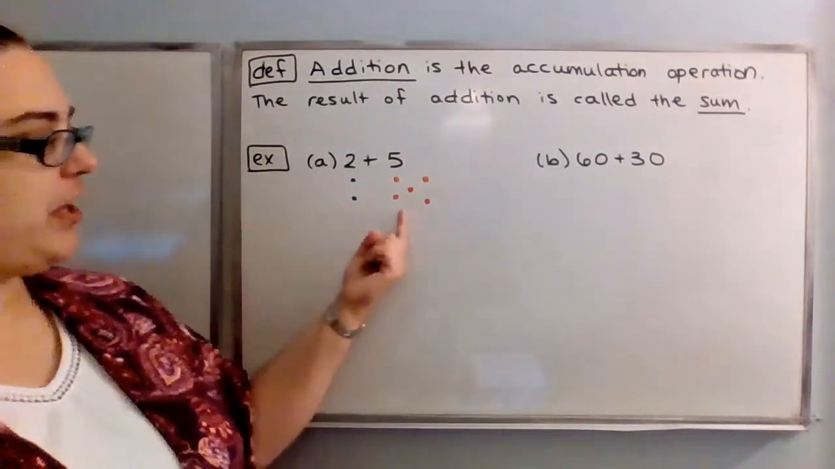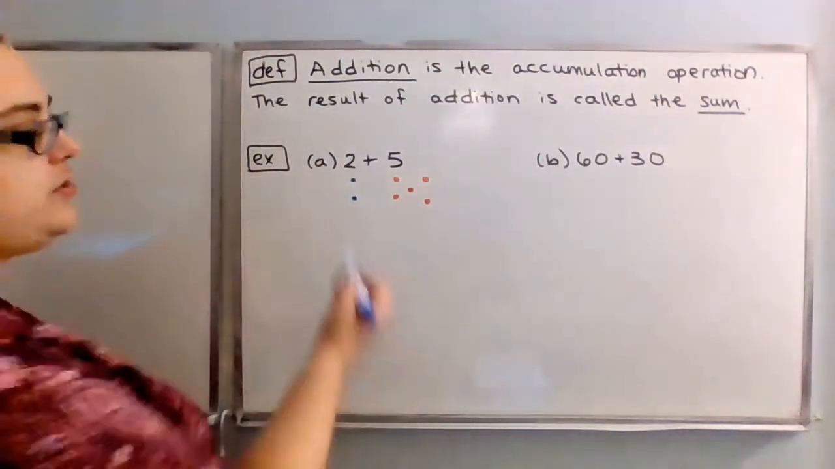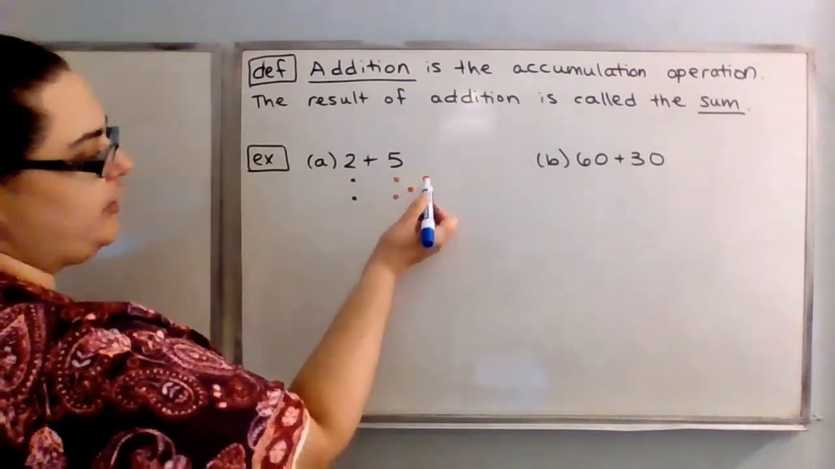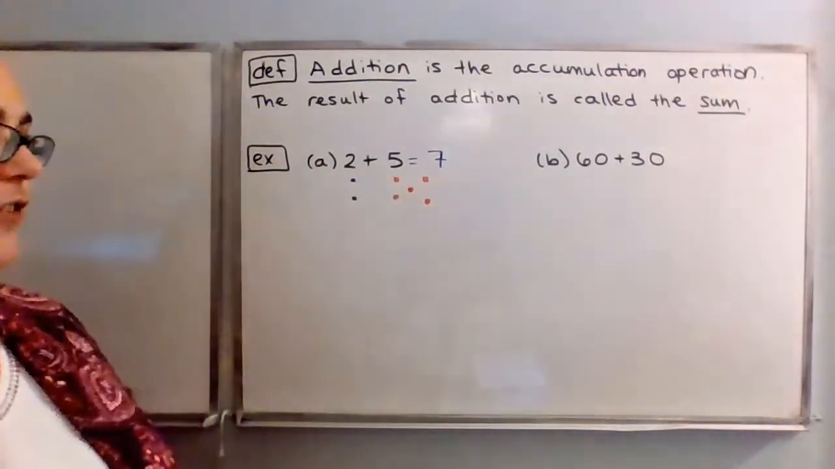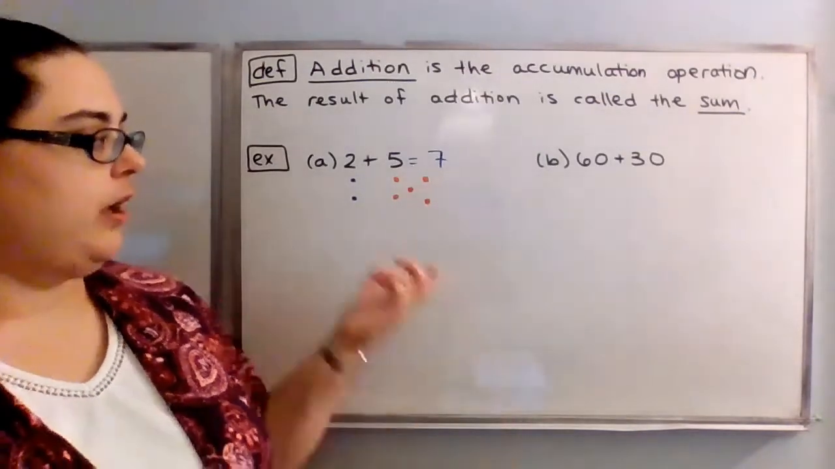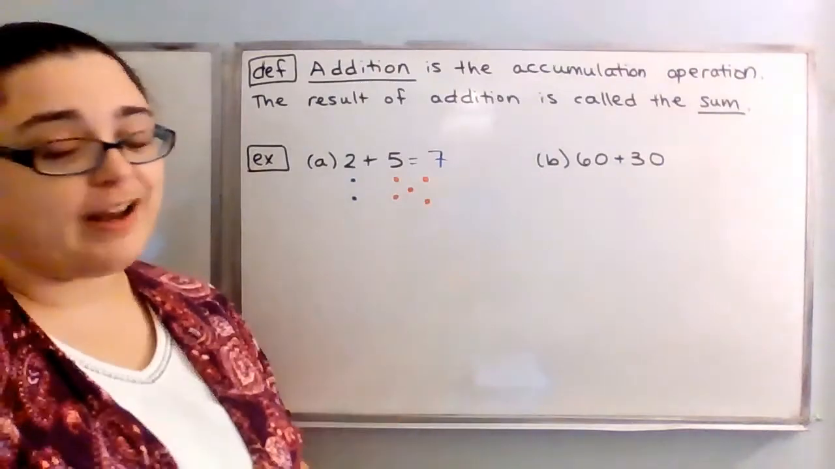So we've got our 2, we've got our 5, and then to add them together, we're just going to count how many total we have. We have 1, 2, 3, 4, 5, 6, 7. So 2 plus 5 is going to equal 7. One way to add is just to draw pictures of each of the numbers and then count them all up.